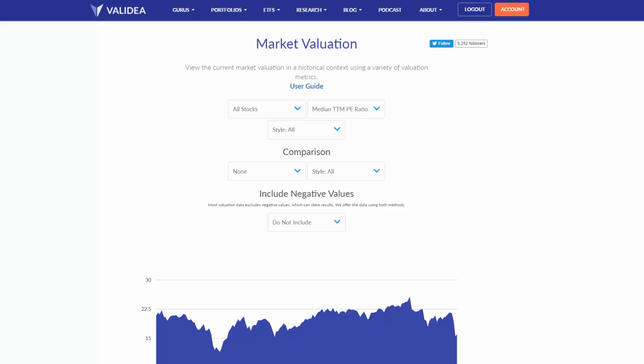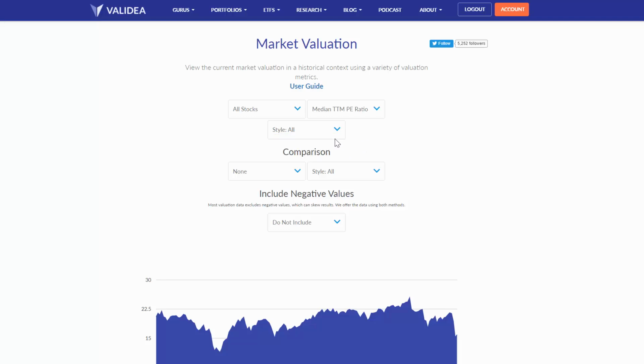We currently track 6 different valuation metrics: the trailing 12-month PE ratio, the current year PE ratio, the cyclically adjusted PE ratio, which utilizes 10 years of earnings, the price to sales, the price to book, and the price to cash flow. For the purposes of our calculations, we define value stocks as the least expensive 20% of our database using any given metric, and growth stocks as the most expensive 20%.